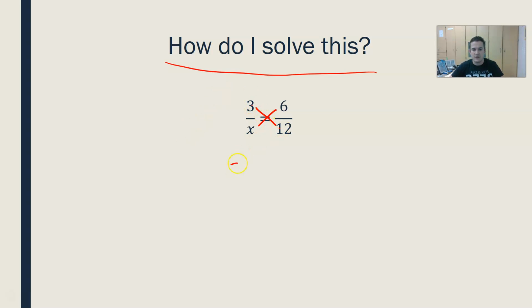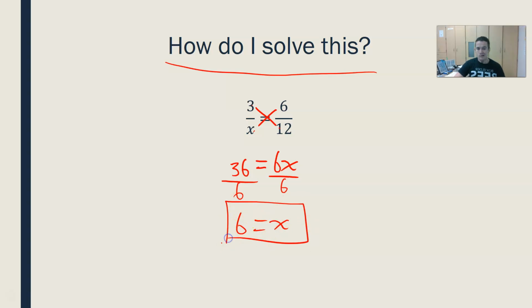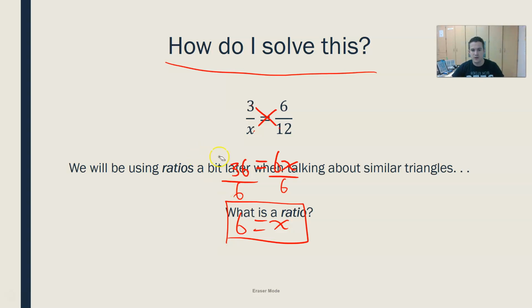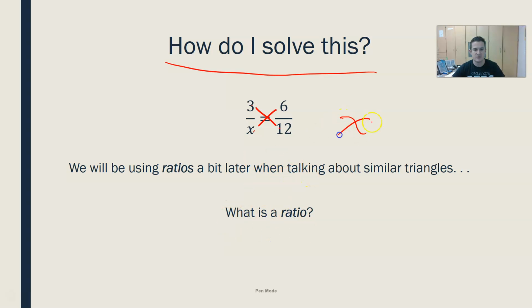3 times 12 is 36, and then equals x times 6 is 6x. That looks a lot friendlier to solve, right? Then I would just divide by 6 on both sides, and I'd get x equals 6. That would be my final answer, x equals 6. So, on that note, let me erase some of this stuff. I'll put my answer off to the side here, x equals 6.